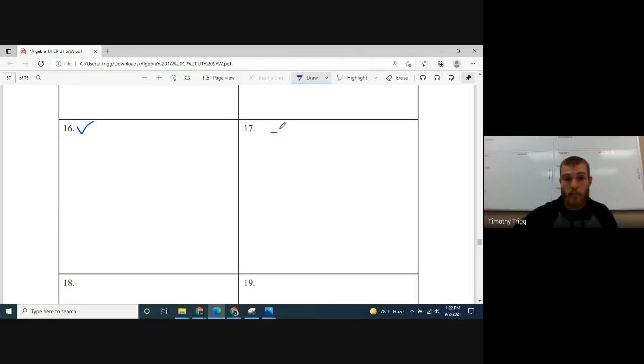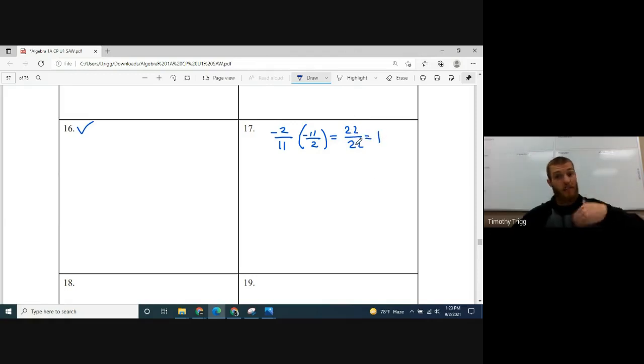So this is -2/11 times -11/2. Okay. So we can multiply top times top, bottom times the bottom. And we know our answer is going to be positive because it's a negative times a negative. So that's 22/22. Well, that's just 1, right? Anything divided by itself is 1.